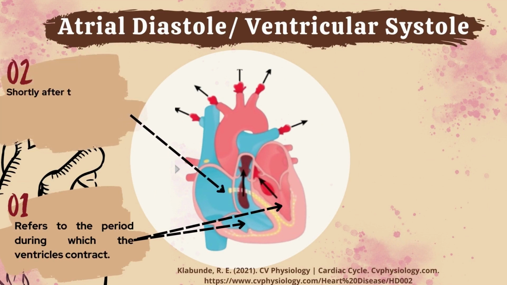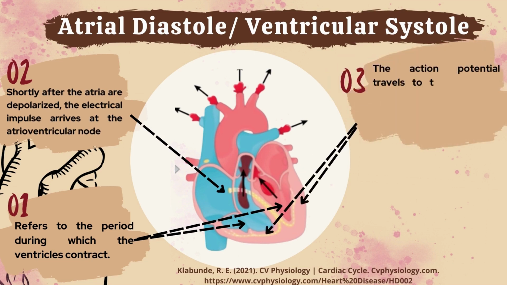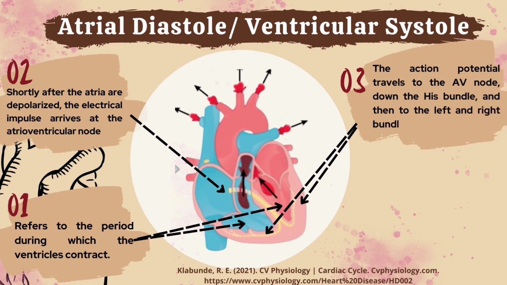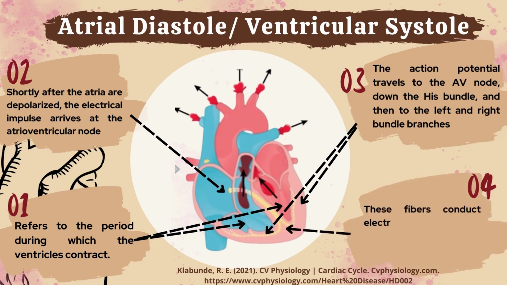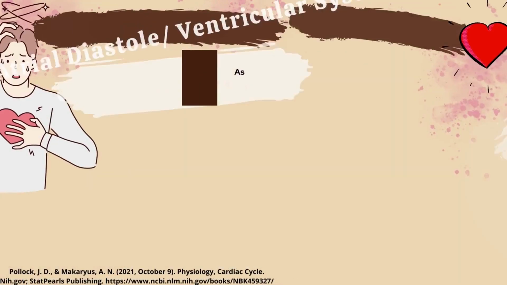Shortly after the atria are depolarized, the electrical impulse arrives at the atrioventricular node. The AV node has a little delay, which permits the atria to complete contracting before the ventricles are depolarized. The action potential travels from the AV node down the His bundle and then to the left and right bundle branches. These fibers conduct the electrical impulse through their respective ventricular areas, causing contraction.